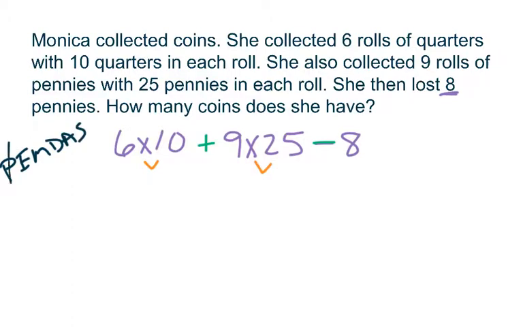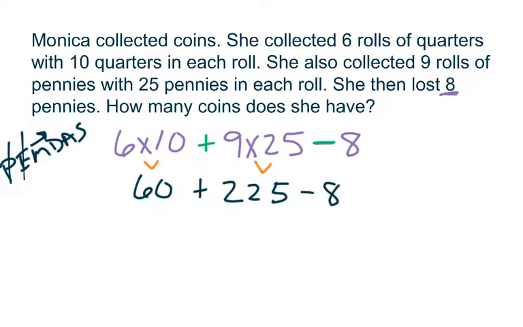I don't have any parentheses, I don't have any exponents, so I need to look for multiplication and division. So I see some multiplication. I'm going to multiply 60 plus, and then I need to multiply 9 times 25. I know that 4 times 25 is 100. 8 times 25 is 200. 9 times 25 would be 25 more than 200, so 225.